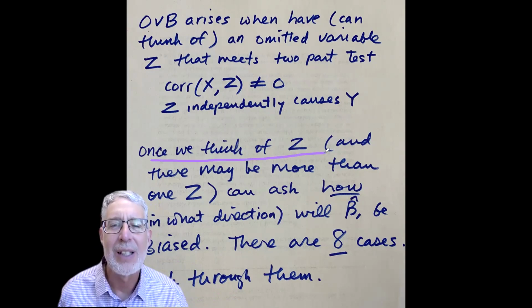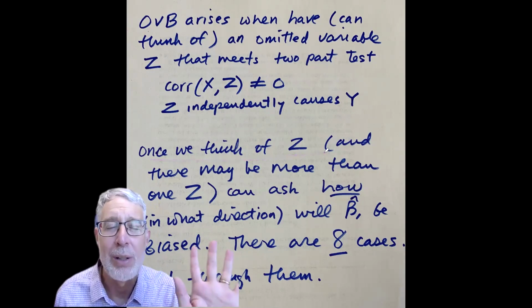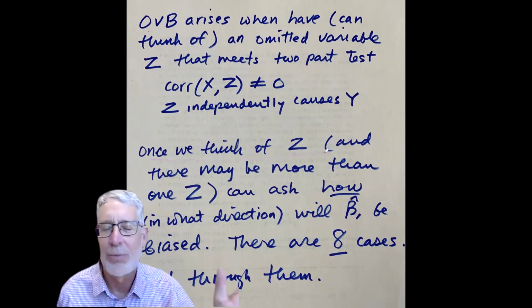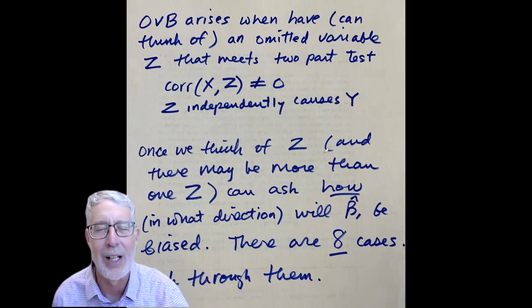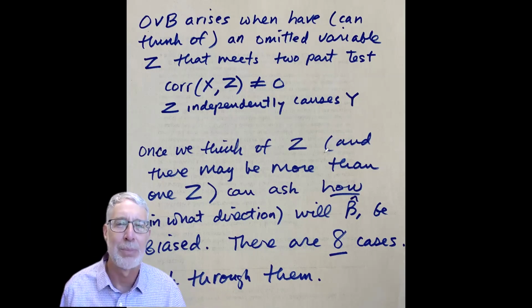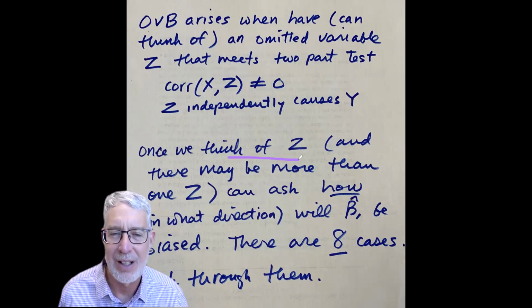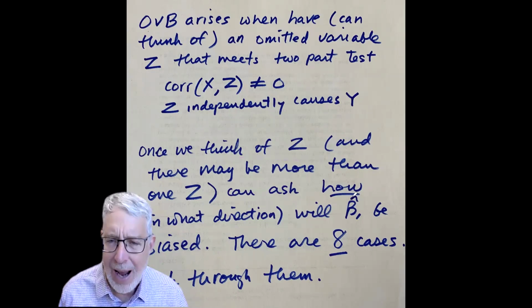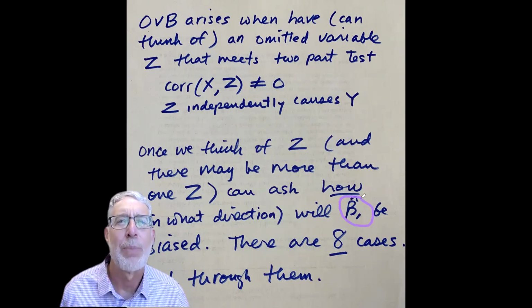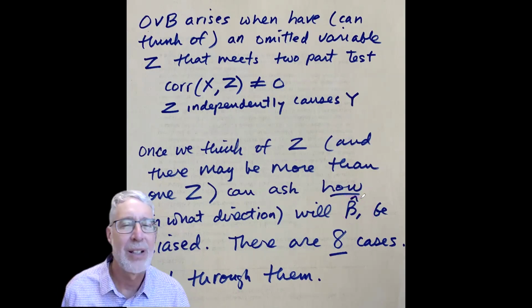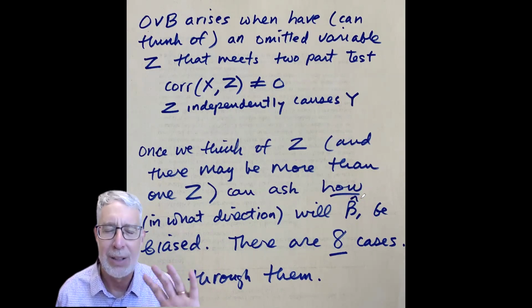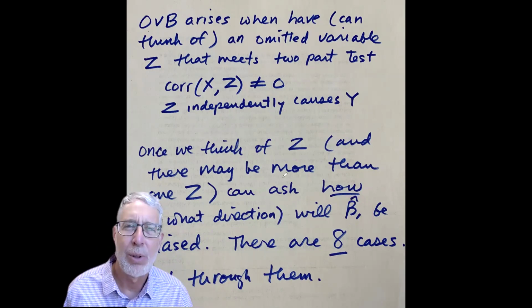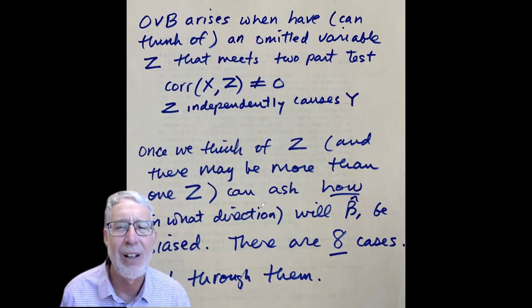Once we think of a Z, and there could be more than one omitted variable in any equation, we could have 5, we could have a dozen, we could have just one, or we could not think of any omitted variables. Once we think of an omitted variable, we can ask how is the beta 1 hat biased? In what direction? Positive, negative, larger, smaller? It'll be complex to think about the direction, and we'll have to be very careful in our wording because there are going to be 8 cases, and we're going to have to work through each of these cases.